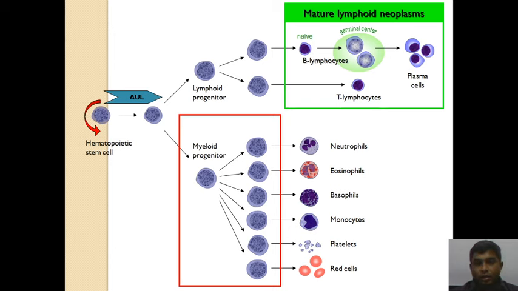So mature lymphoid neoplasms, of which chronic lymphoproliferative disorders are a group, arise from B lymphocytes, T lymphocytes, or plasma cells. Plasma cell neoplasms, of which multiple myeloma is one, have a specific set of disorders which we will not be discussing in this class. We have a separate class for that. In this class we look at neoplasms arising from B lymphocytes and T lymphocytes.